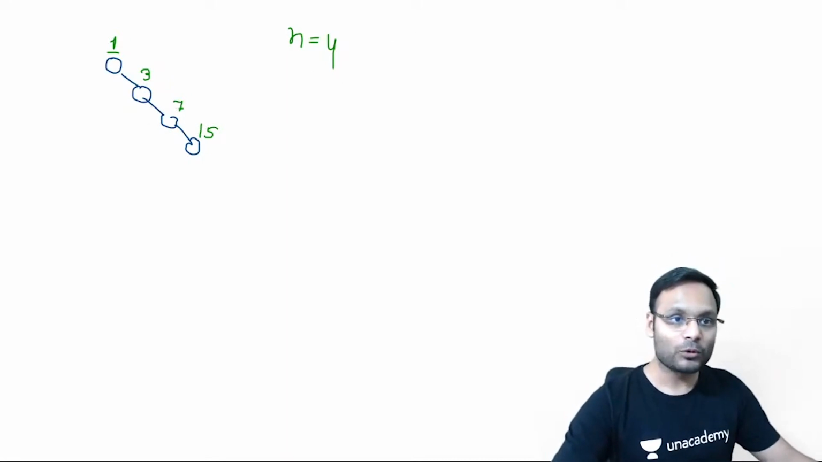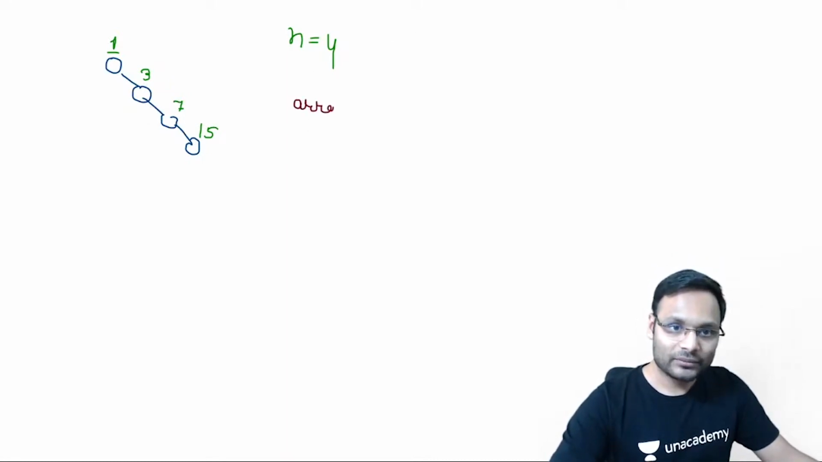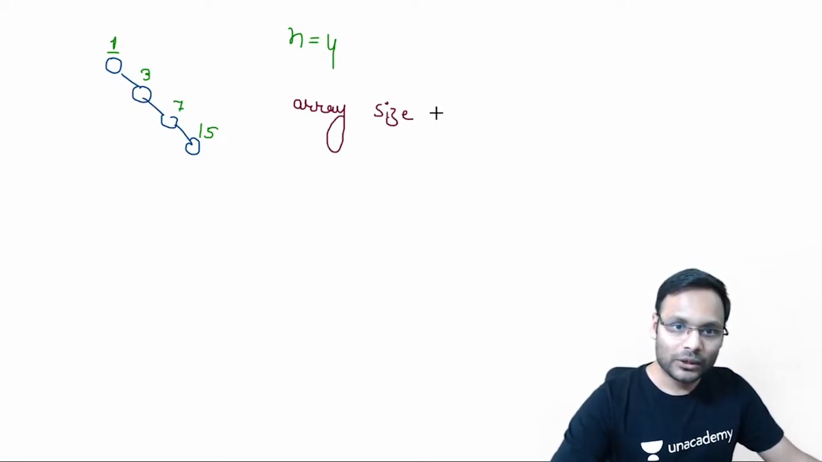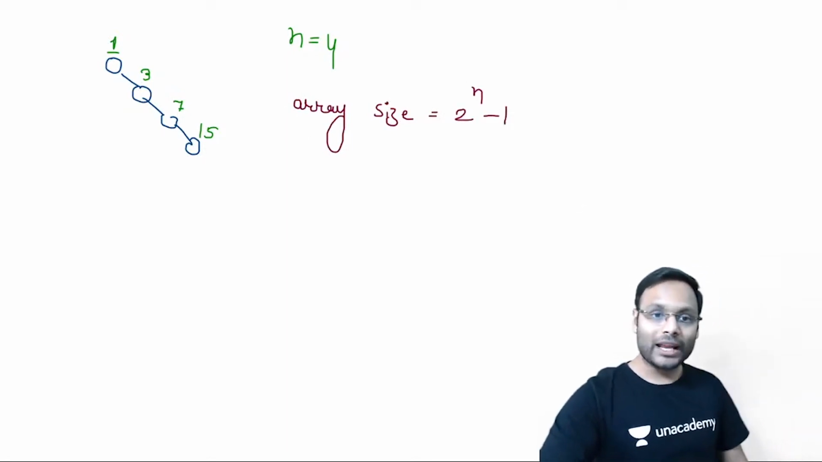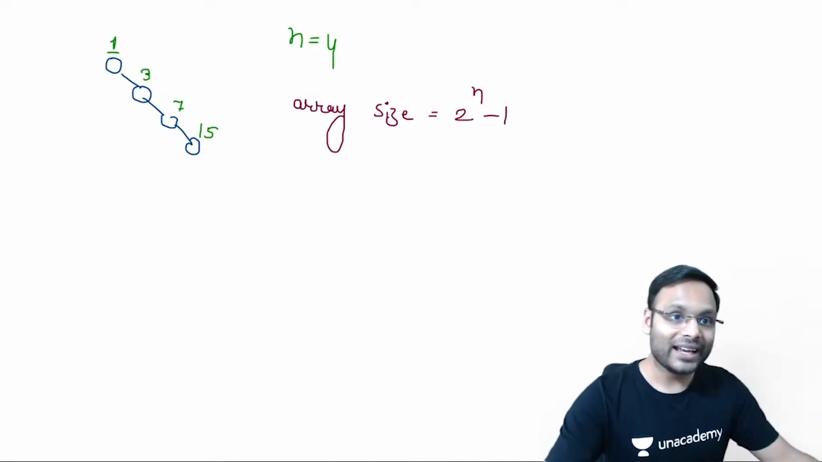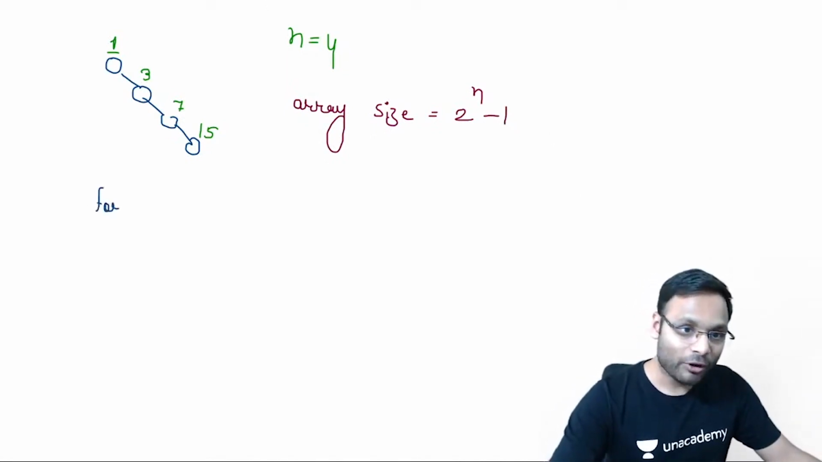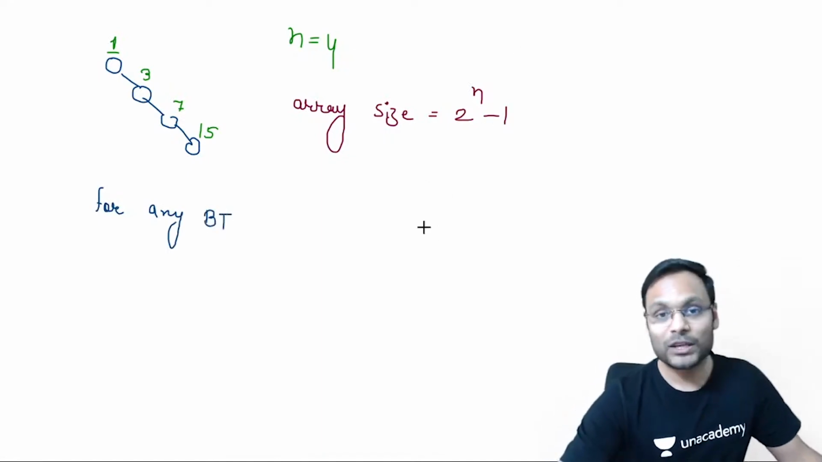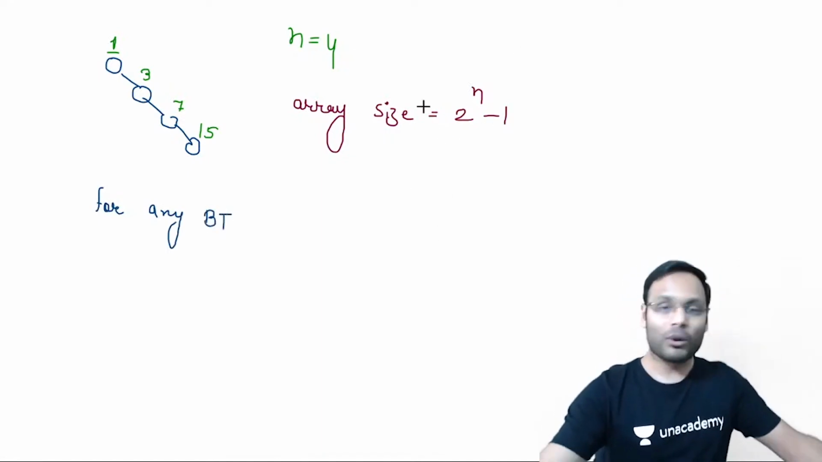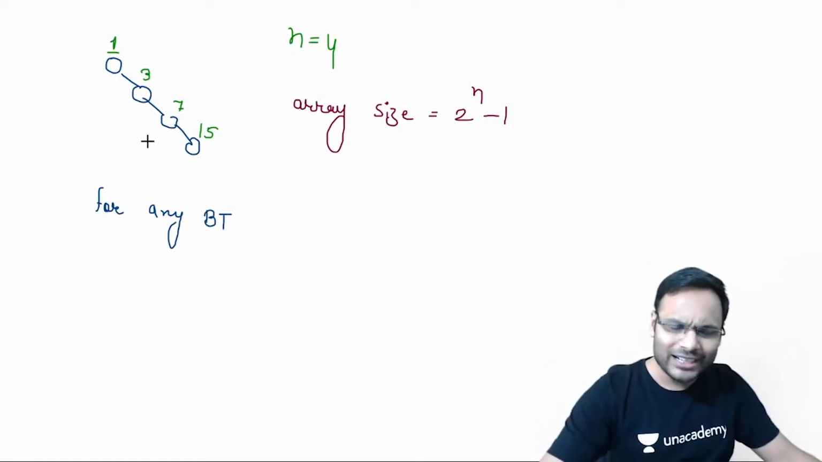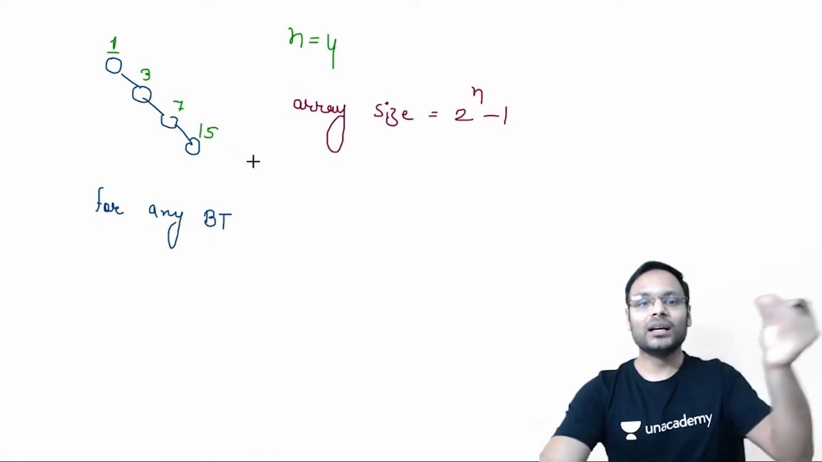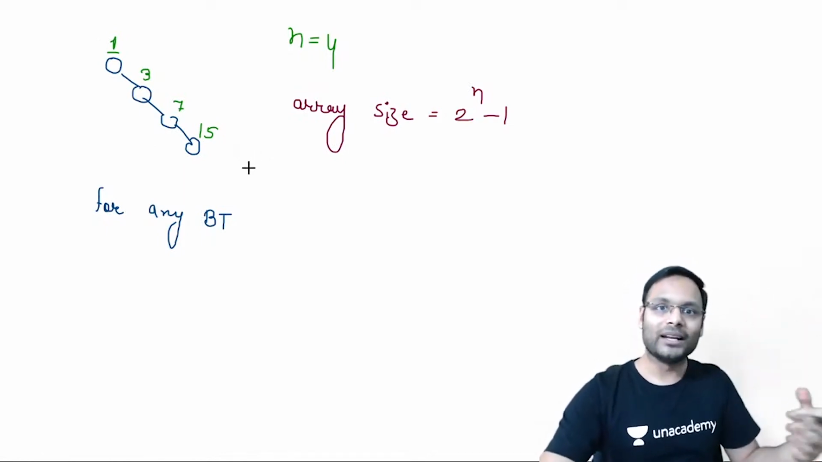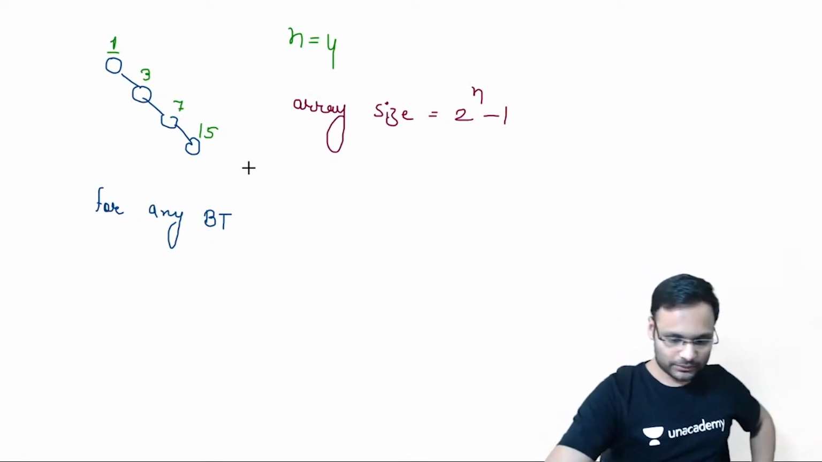So if n nodes are there, the array size will be 2 power n minus 1. To store n elements in the array for a general binary tree, any binary tree, we will require this much space, 2 power n. Space complexity will be too much and all the remaining indexes will be empty. That's why we don't store a regular binary tree in an array. We store a regular binary tree through linked representation.